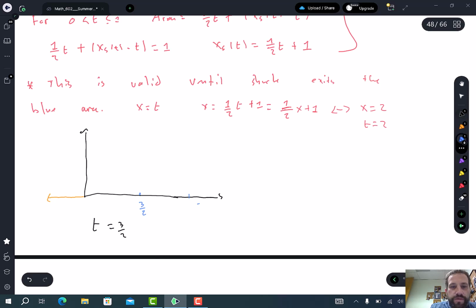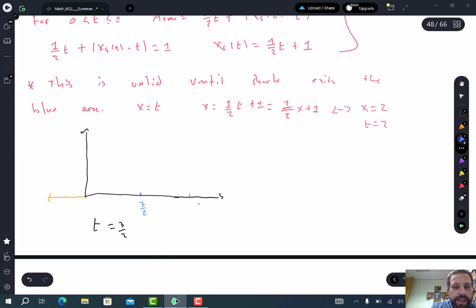Okay, so if t is equal to 3/2, if I plug in 3/2 to my shock equation, this is going to be 1.75. And so the distance between these two is just going to be 0.25. So it's going to be equal to 1 there and 0 afterwards.